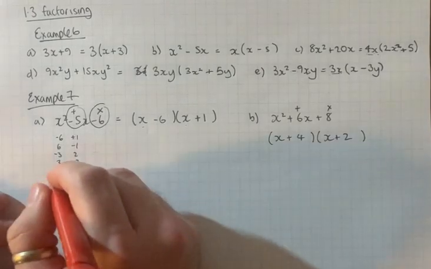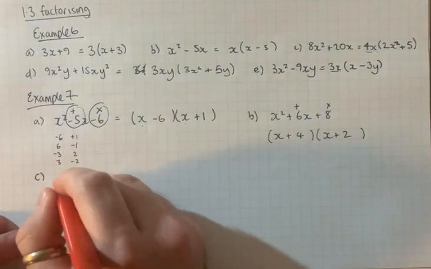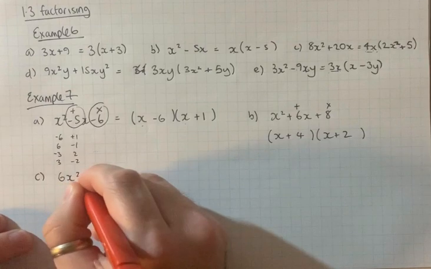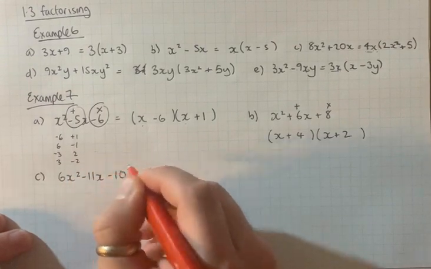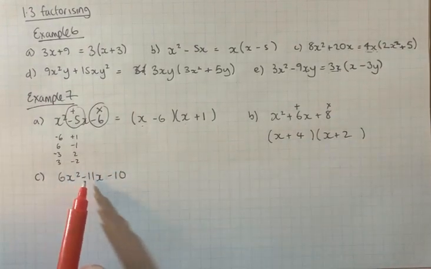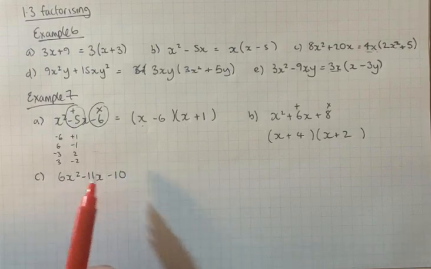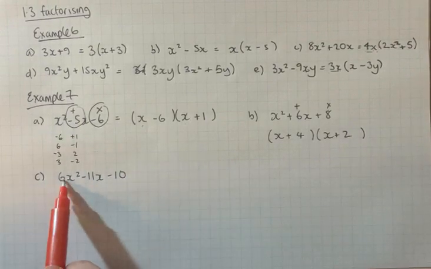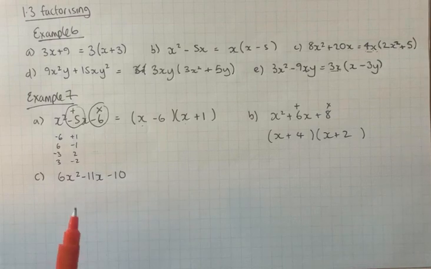C's are quite a bit harder. When the coefficient of x squared is not 1, it does take a massive ramp in difficulty. First thing to check, can you simplify them? Are all these numbers even? And then we could simplify it. I can't, so I'm going to have to go with 6x squared.